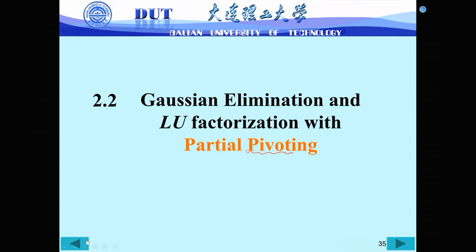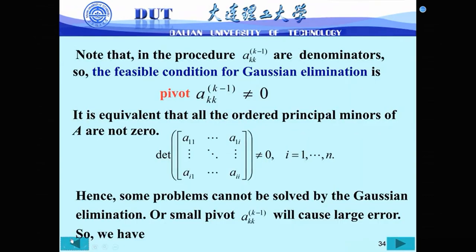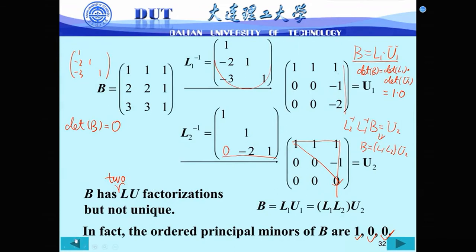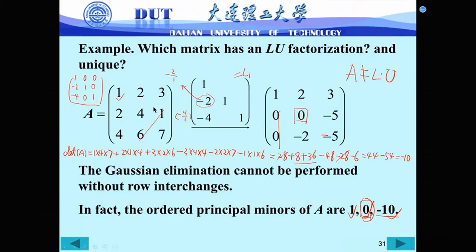Let's review the example at the end of last week. We show the three matrices, and first the matrix A. It is 1, 2, 3 in the first row, the second row is 2, 4, 1, and the last row is 4, 6, 7. We perform the Gaussian elimination.